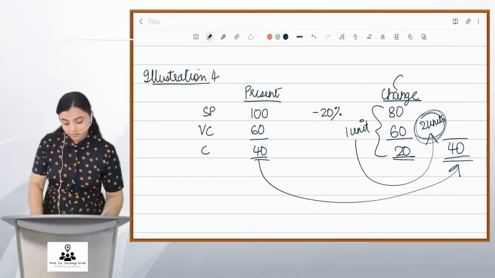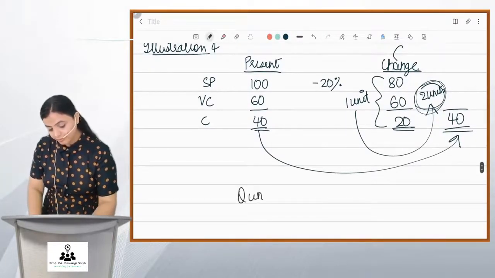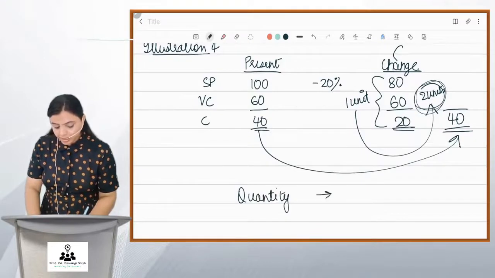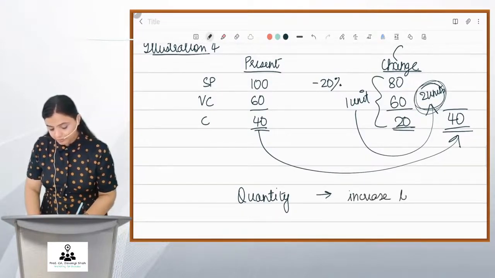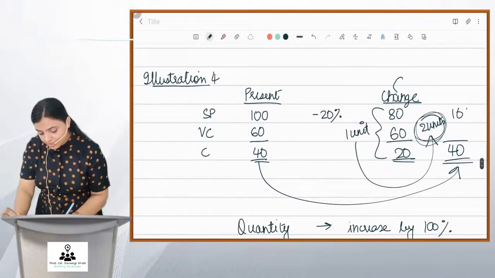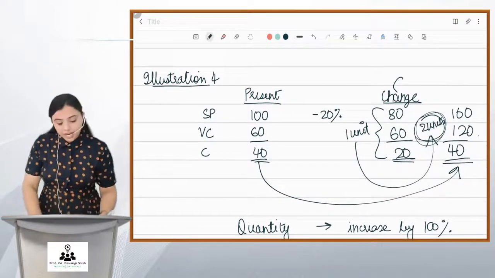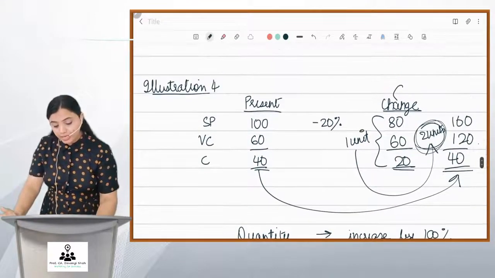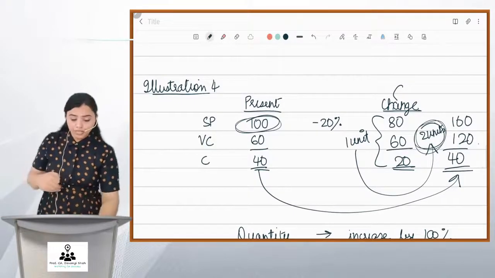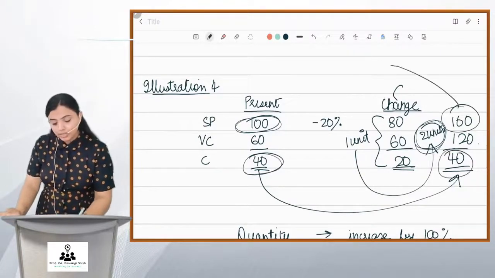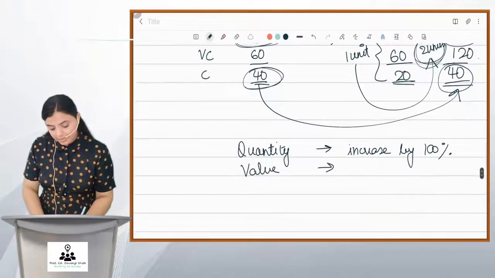Got it? Quantity doubled means increase by 100%. So friends, if I double the quantity, my sales will now be 160. My variable cost will be 120. Now if they ask you what will be the change in value, what is the increase in value? Earlier the sales were 100 to earn a contribution of 40. Now you need sales of 160 to earn the contribution of 40. So this increase is 60 on 100.